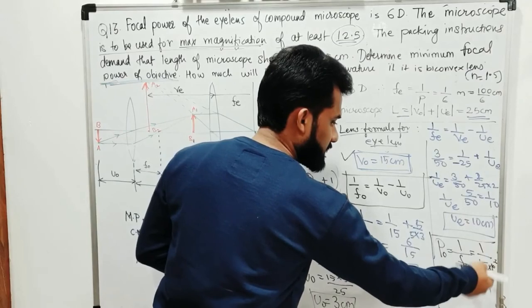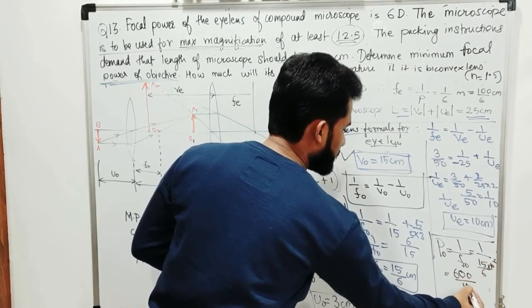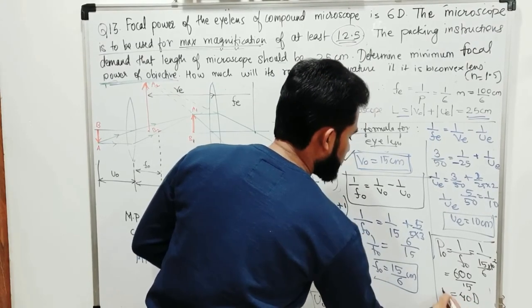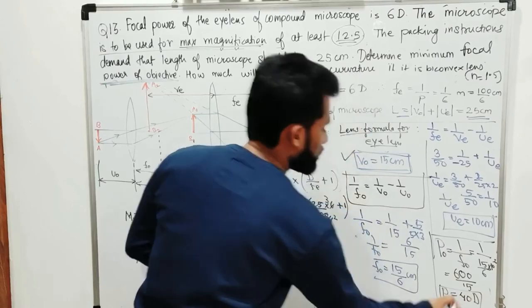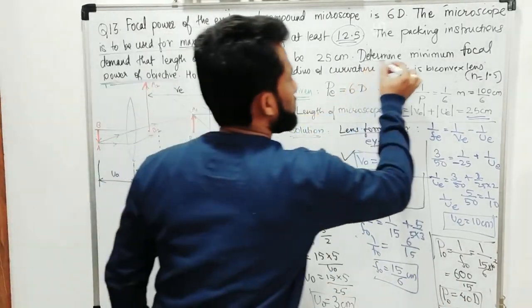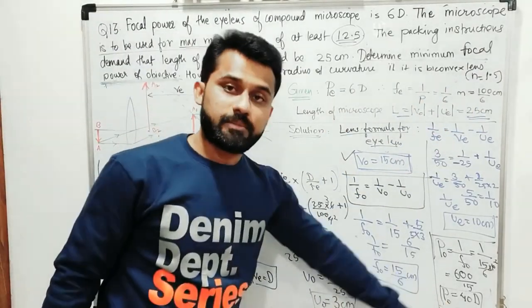The 6 goes up, it will become 6, 10 raised to minus 2 goes up, 600 by 15. And 15 forty is 600. So 40 diopter is the value of power of the objective lens. So this is the first part of the question: determine the minimum focal power of objective lens. The answer is 40 diopters.